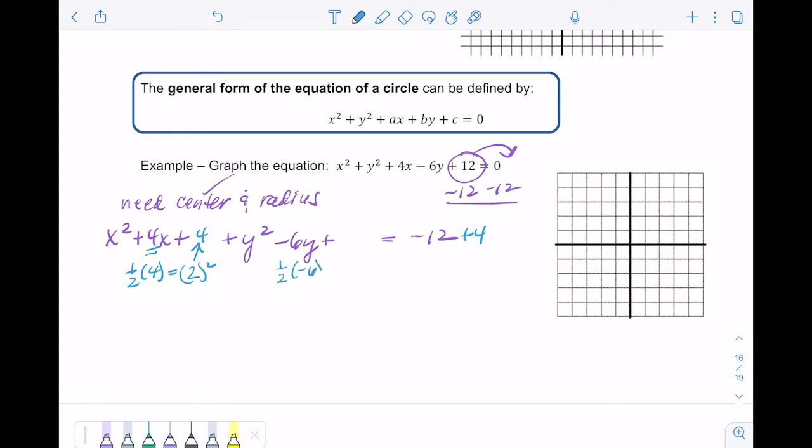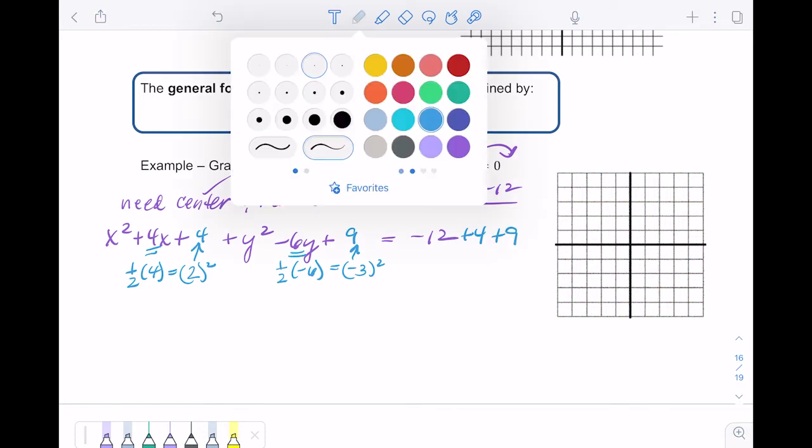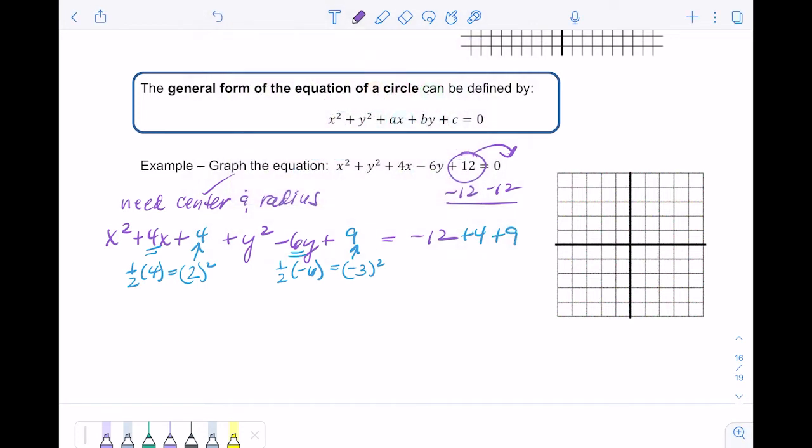I'm going to do the same thing with the negative 6. I'm going to take half of negative 6, so half of the linear term, which is negative 3, and then square that, and that number goes right there. Negative 3 squared is 9. You just added 9 to one side, so I need to add 9 to the other. Now, each of these pieces should be factorable, so I should be able to factor this now, and I should be able to factor that.